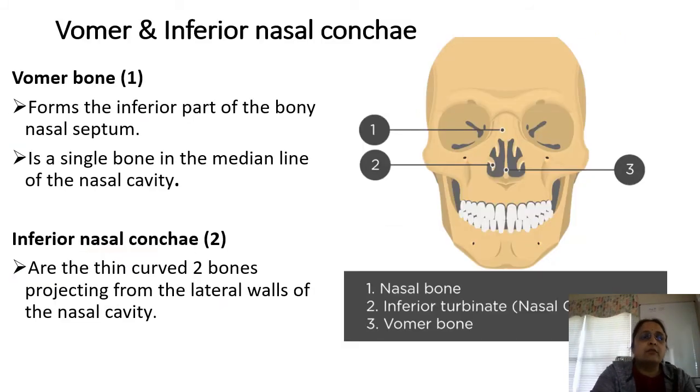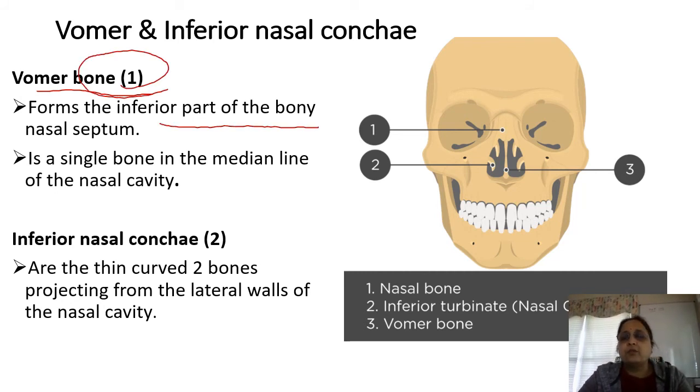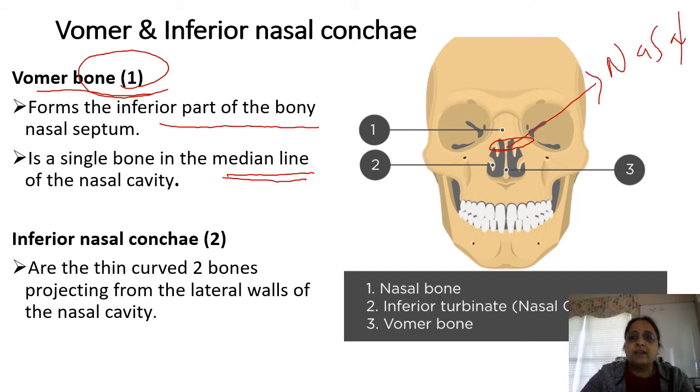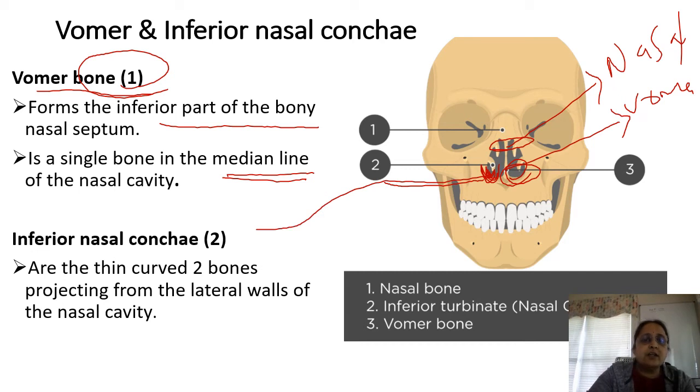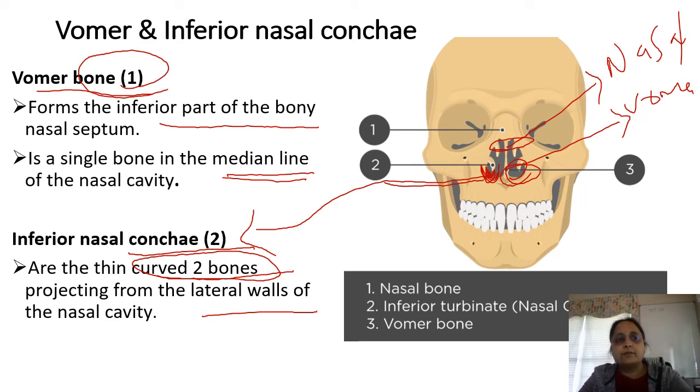So next is vomer. That is a single bone. It is forming the inferior part of the bony nasal septum, and it is situated in the median line of the nasal cavity. So if you see this, we already discussed these are the nasal bones, and this particular one is the vomer. Then apart from this, the curved turbinal-like structures that are seen are nothing but the inferior nasal conchae, which are paired structures. These are curved bones that are projecting from the lateral walls of the nasal cavity.